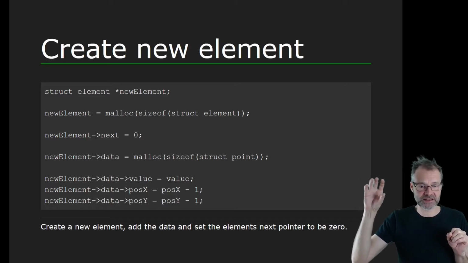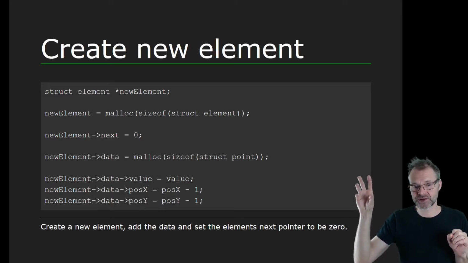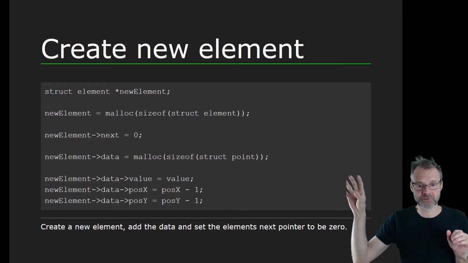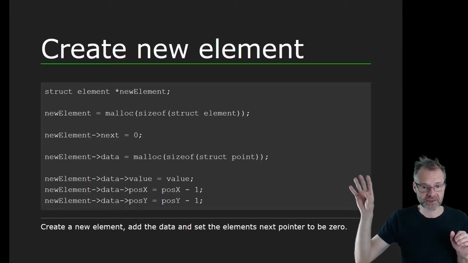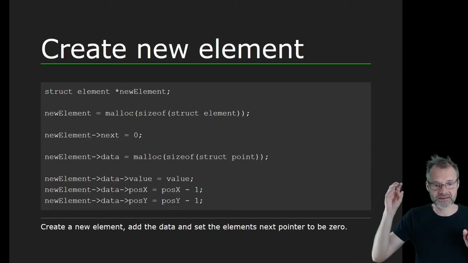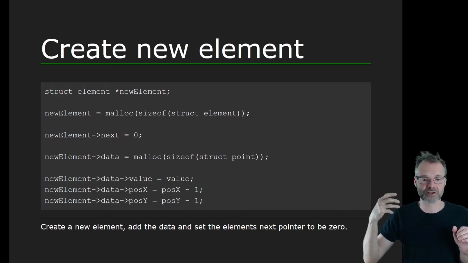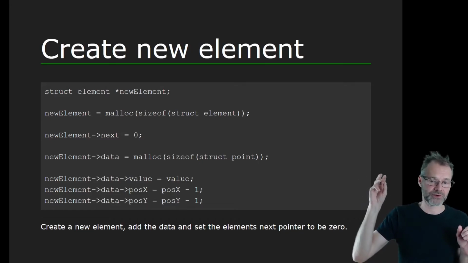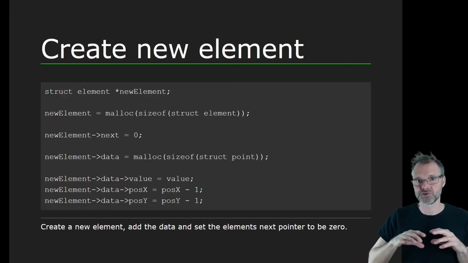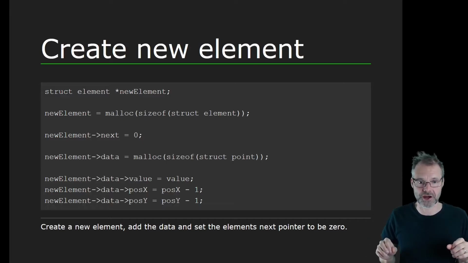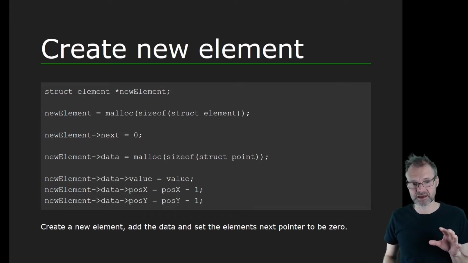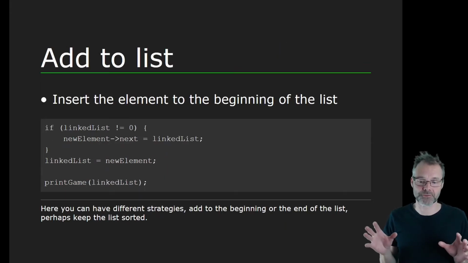So when I have that set up, I can allocate the memory for the data part. So I'm allocating memory for a struct point there. And then I'm done with that. So then I can assign the point. I'm taking the new element data, I'm adding value, pos x, pos y, whatever the user has entered there. So now I have the new element with its data and next pointer set to 0.